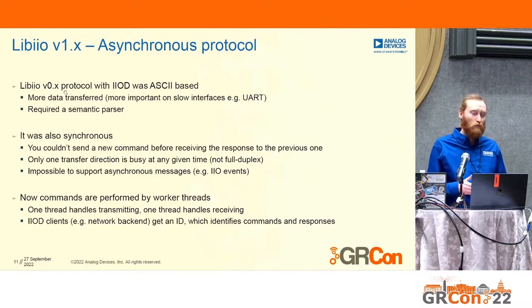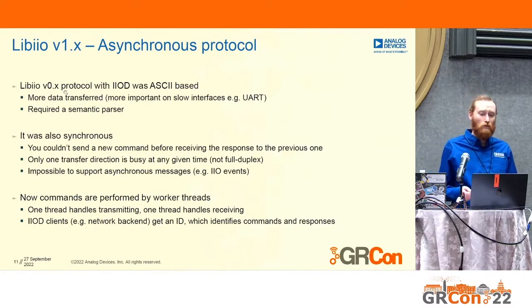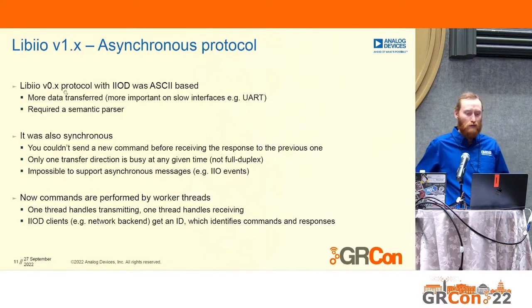So at any moment in a full duplex link, like a network cable or USB, you only had one transfer direction busy at the same time. Either you were sending a command or reading a response, but never at the same time. That's something that changed in Libiio version 1 with the help of worker threads. Now your IIOD client, for instance the network backend of the library, is going to register a command to the worker, and get an ID that it can use to identify the response. And that allows transfers to go both ways.